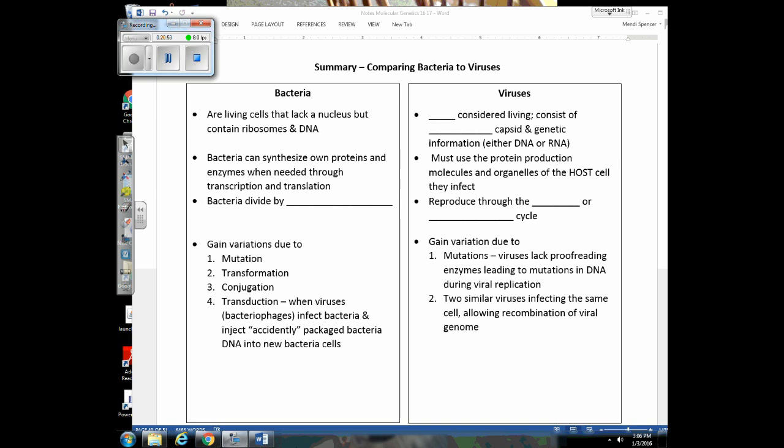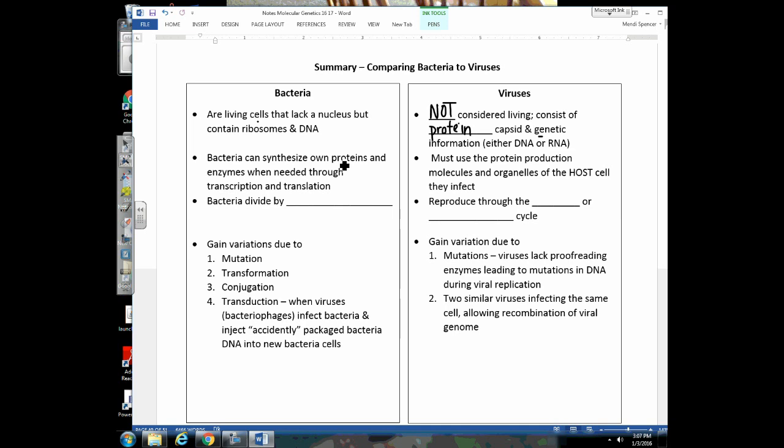I believe oftentimes students get viruses and bacteria mixed up, and they pretty much think they're the exact same type of organism because they both can cause disease and infection. But I want to take a second after we've studied both ideas about bacteria and viruses to compare the two so that you don't mix up some of this information that we just talked about. So starting with bacteria, remember bacteria are living cells. They do not have a nucleus, they do have DNA and ribosomes. Viruses are not considered living. They have a protein capsid and they have genetic information, either DNA or RNA.